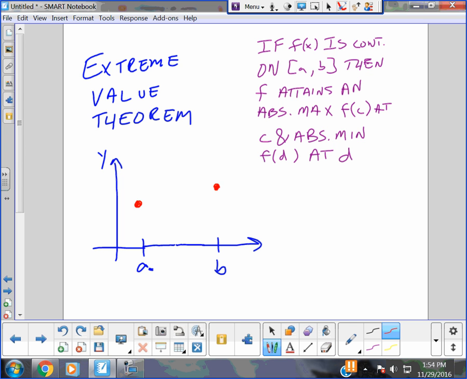Would you like to have some simple functions first? Then we have a parabola, right? In this case, the absolute minimum is D. That is F of D at D, right? There it is, that's the absolute minimum. Where's the absolute maximum? Well, this time the absolute maximum is B. B and C are the same. And this is F of C.